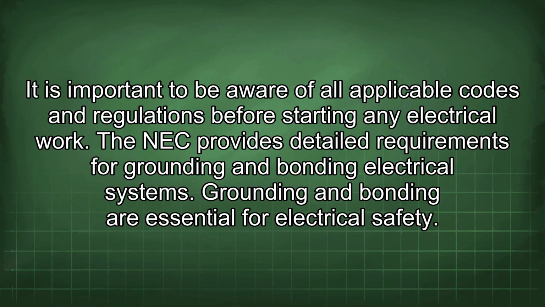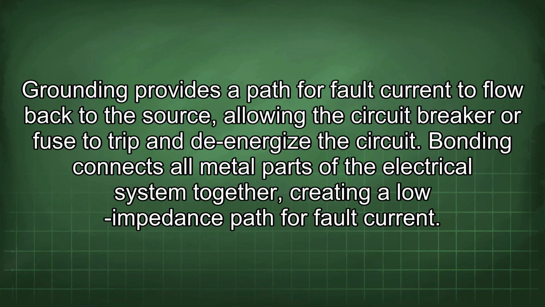The NEC provides detailed requirements for grounding and bonding electrical systems. Grounding and bonding are essential for electrical safety. Grounding provides a path for fault current to flow back to the source, allowing the circuit breaker or fuse to trip and de-energize the circuit. Bonding connects all metal parts of the electrical system together, creating a low impedance path for fault current.